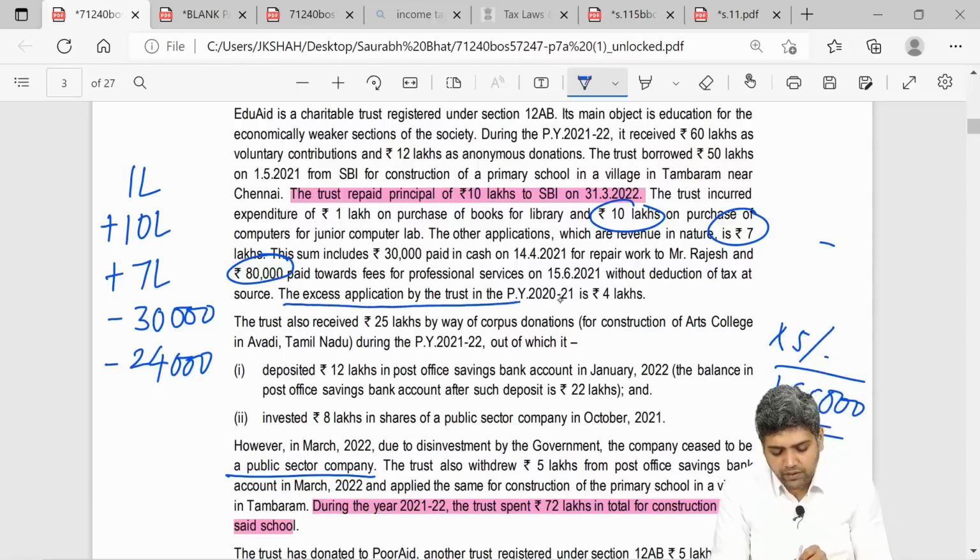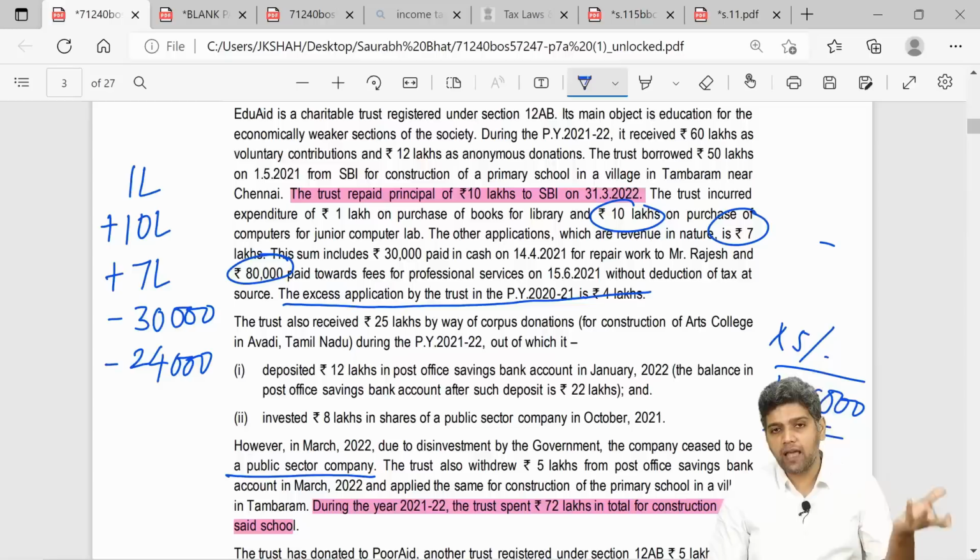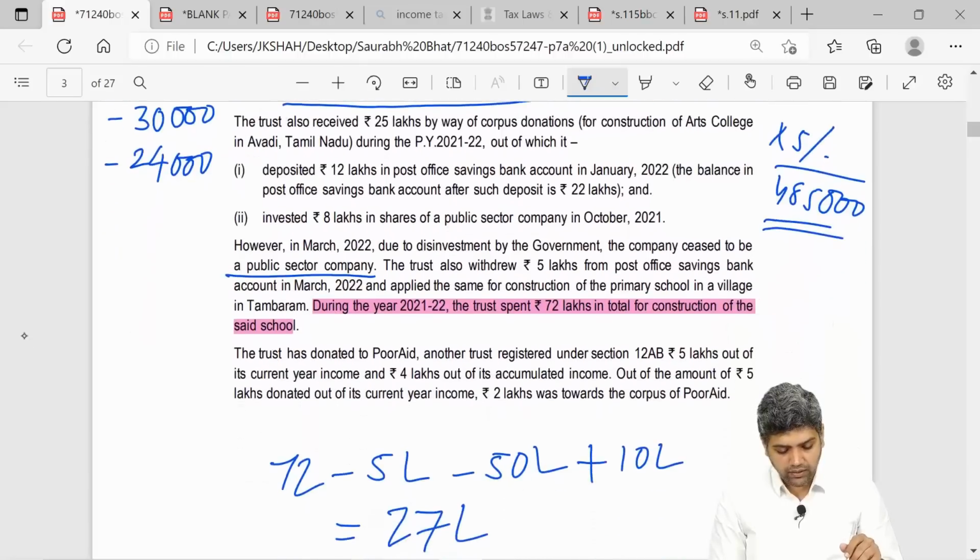The excess application by the trust in the preceding year is 4 lakhs. Now this was a controversy. The Madras High Court in the case of Matri Seva Charitable Trust had said that if there is excess application in the preceding year, it can be set off in the current year, rather it can be claimed as application in the current year. But the government did not agree with that. Section 11 has been amended. Now any excess application of the preceding year has to be ignored. It cannot again be claimed as application in the current year.